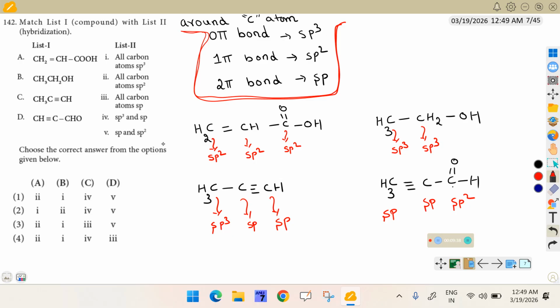In the first molecule, all carbon atoms undergo sp2 hybridization. A2, remove the second option. In the second molecule, all carbon atoms undergo sp3 hybridization. In the third molecule, carbon atoms undergo sp3 and sp hybridization, C4. A2, B1, C4. And D, carbon atoms undergo sp2 and sp hybridization. So the correct option is the first option.